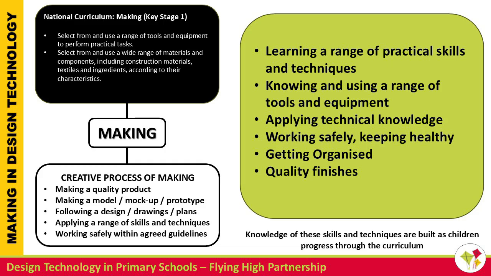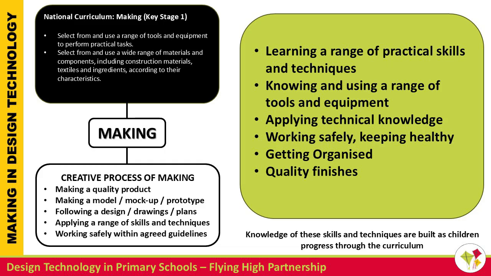Like the process of designing, we can break down the making process into 6 different areas: learning a range of practical skills and techniques, knowing and using a range of tools and equipment, applying technical knowledge when making the product, working safely, keeping healthy and working within agreed guidelines, getting organised and getting ready to make the product, and creating a product with a quality finish.